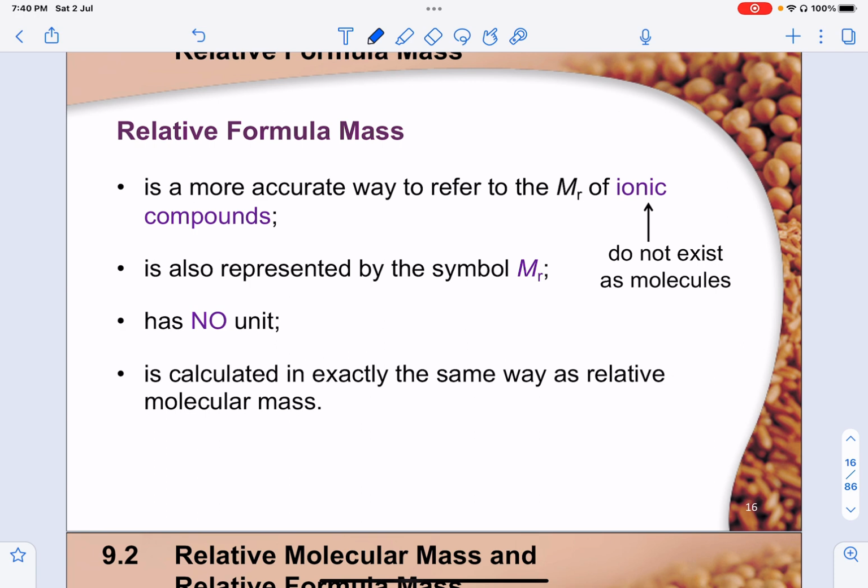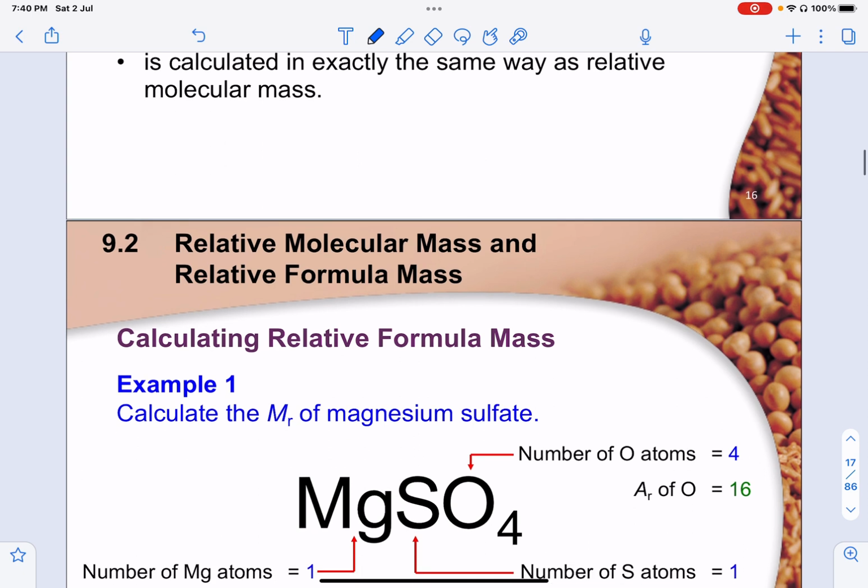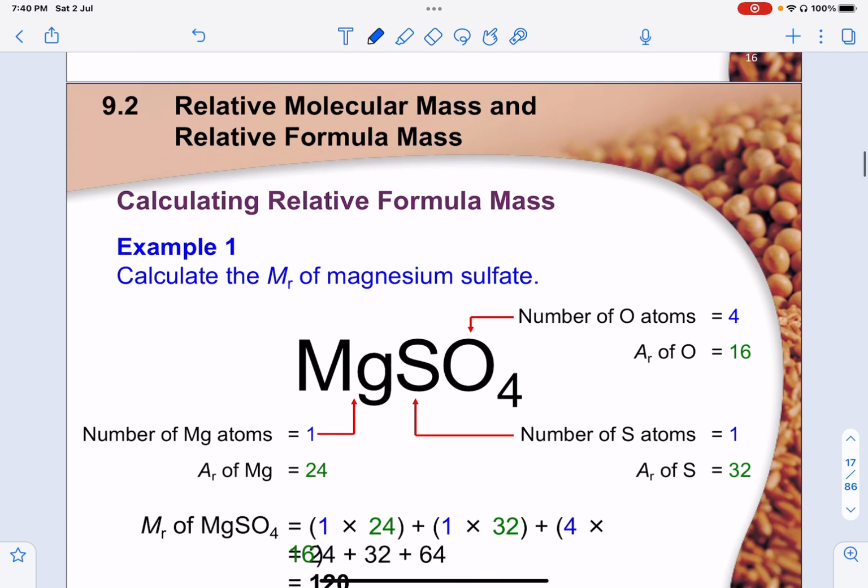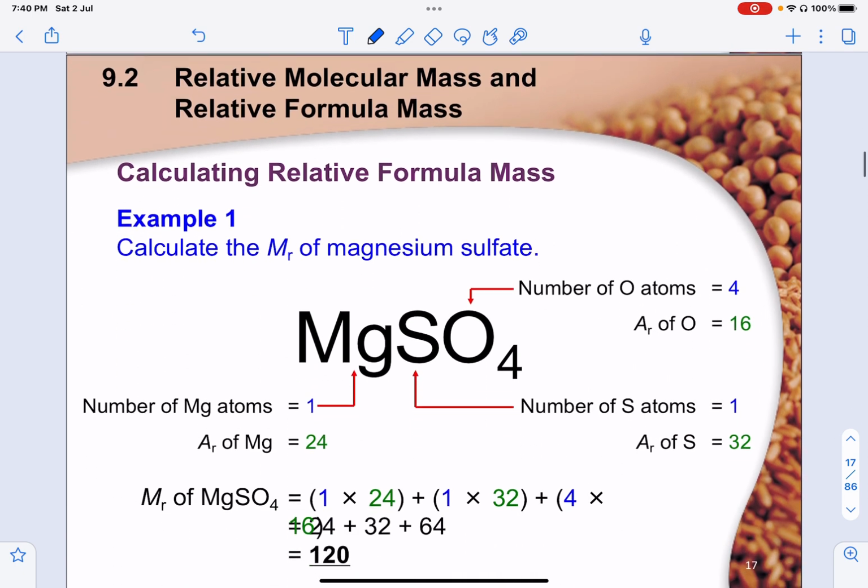Relative formula mass is actually a more accurate way to refer to the Mr of ionic compounds. It is not represented by the symbol Mr and has no units. It is calculated in exactly the same way as your relative molecular mass.